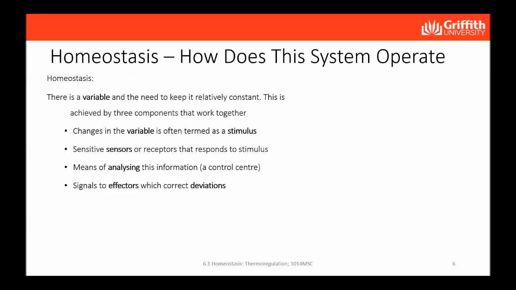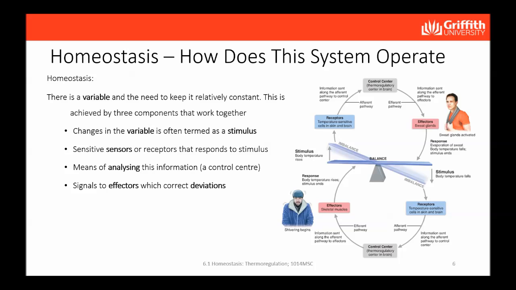The information then flows from the control center to the effector organs, such as the muscles and glands, to correct the deviations in the variable. In this particular example of human body temperature, the variable is the ambient body temperature of approximately 37 degrees centigrade. Whenever there is a rise in the body temperature, the sensitive receptors in the skin and the brain send this information to the control center, which in this case is a thermoregulatory center in the brain, via afferent pathways.